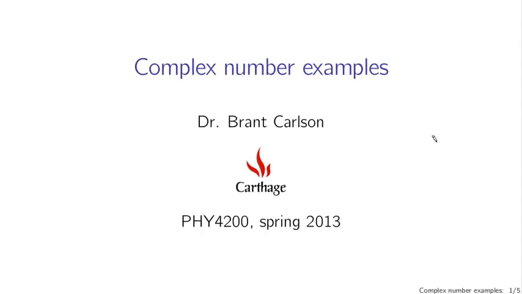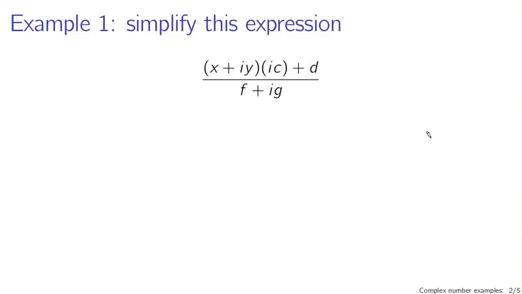Since complex numbers are so important to quantum mechanics, let's do a few more examples. In this case, I'm going to demonstrate how to manipulate complex numbers in a more general way, not so much just doing examples with numbers. First example, simplify this expression. You have 2 complex numbers multiplied in the numerator, and then a division.